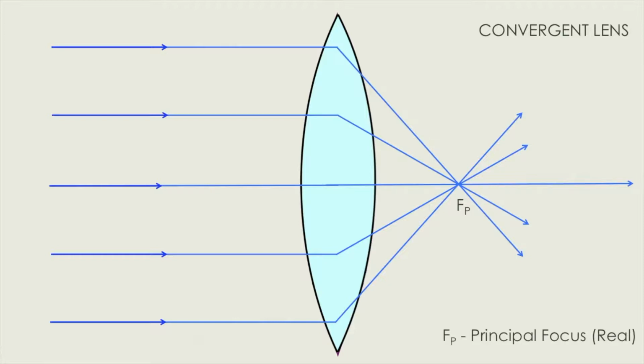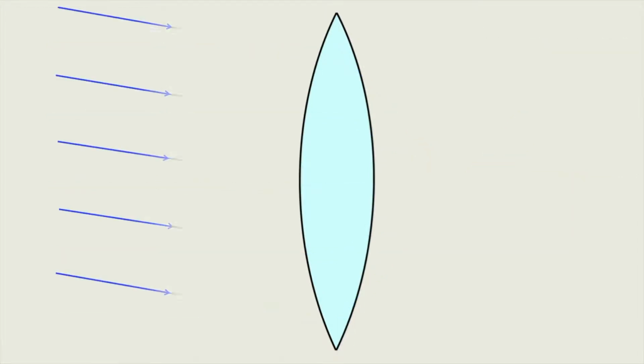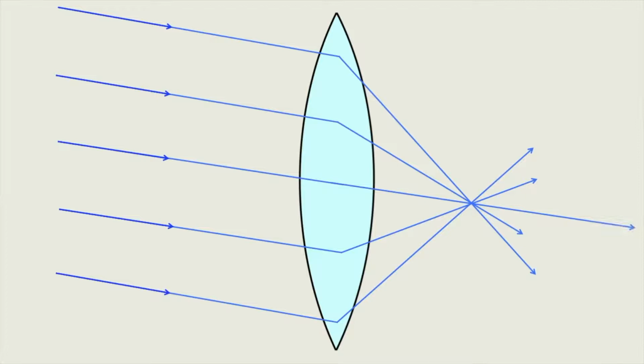Now, if these rays were parallel to each other but not parallel to the principal axis, they would still converge onto a point called the focus, and there could be several such foci. In fact, there would be infinite foci, and all these foci would lie on a plane that's called the focal plane.